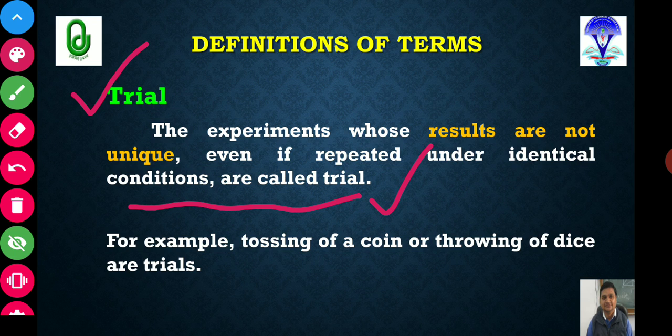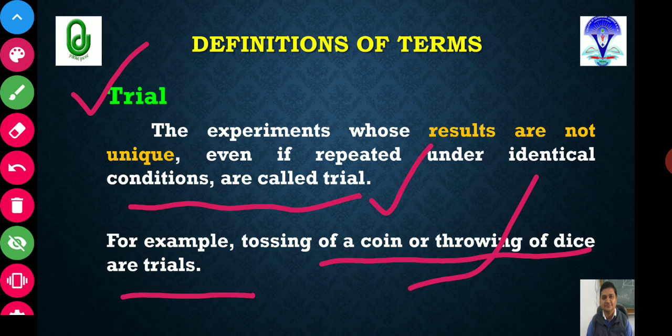Suppose you are tossing a coin. No one can say, even after repeating the experiment 100 times, that it will always be head or always be tail. For example, tossing a coin or throwing a dice. These are trials. So in probability, an experiment whose result is not fixed is called a trial.